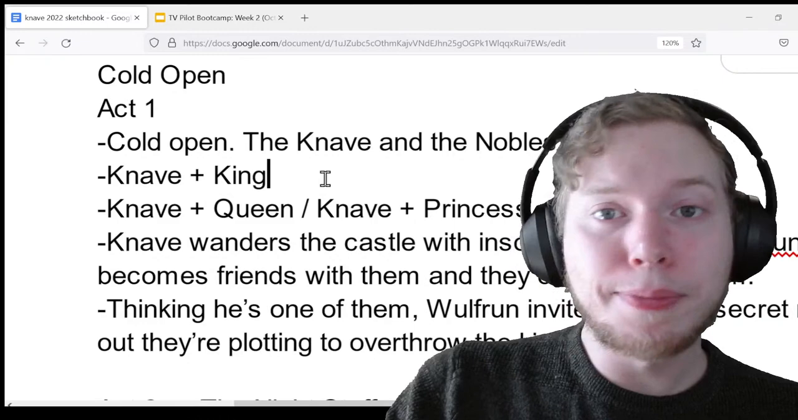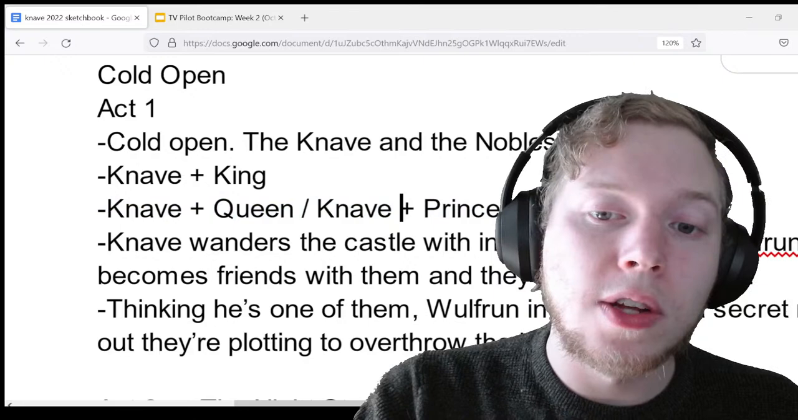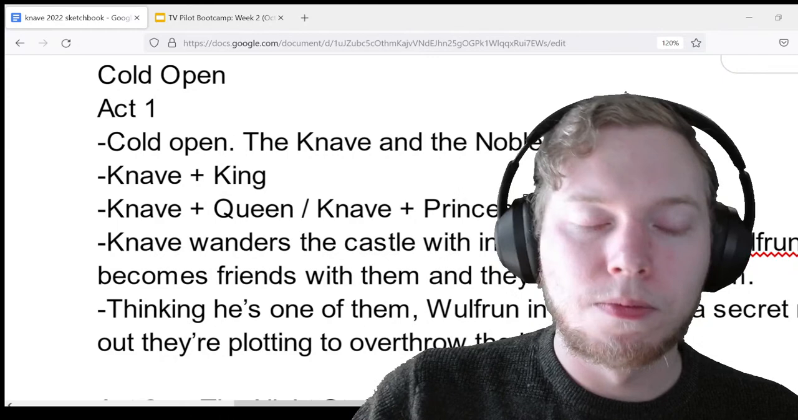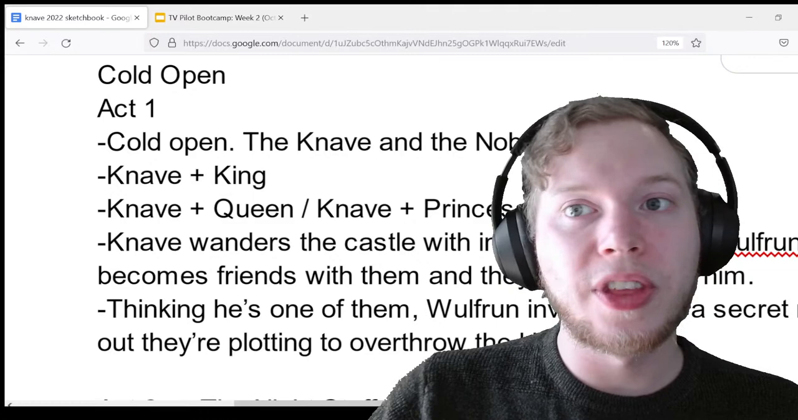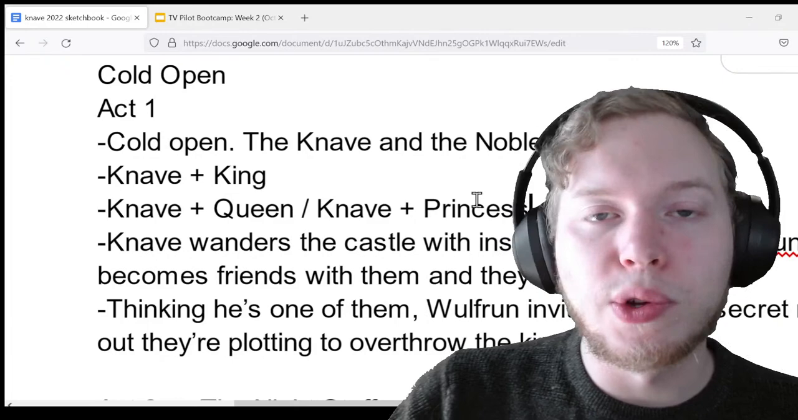Our follow-up scene is going to follow the Knave and the queen as she starts an audit of the castle. This is going to be our primary B story. She is adding up how much everything is costing around the castle and is looking for things to cut, and she doesn't really know what the Knave does, and she's very suspicious of him, that he's influencing her husband too much. So the B story is going to revolve around the Knave trying to avoid the queen's suspicion.